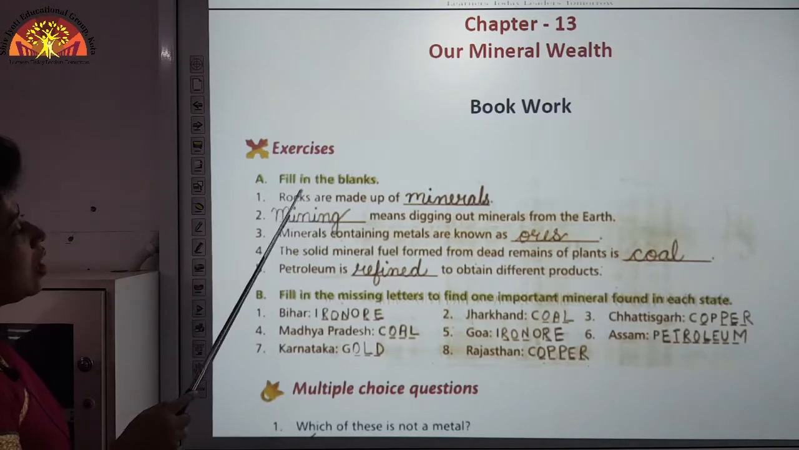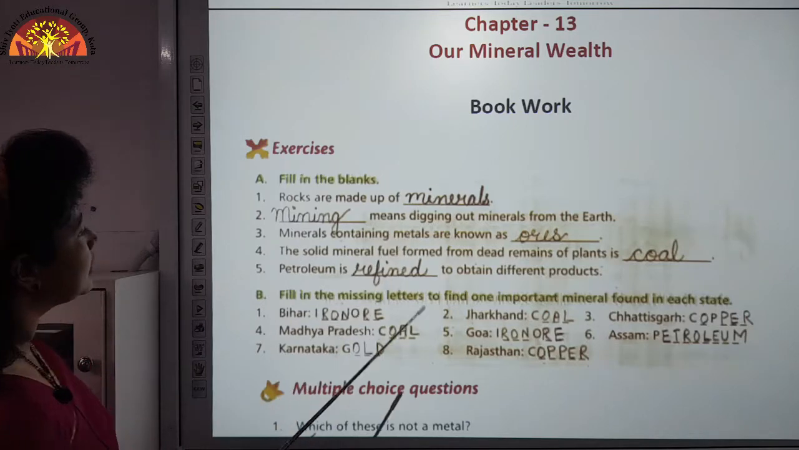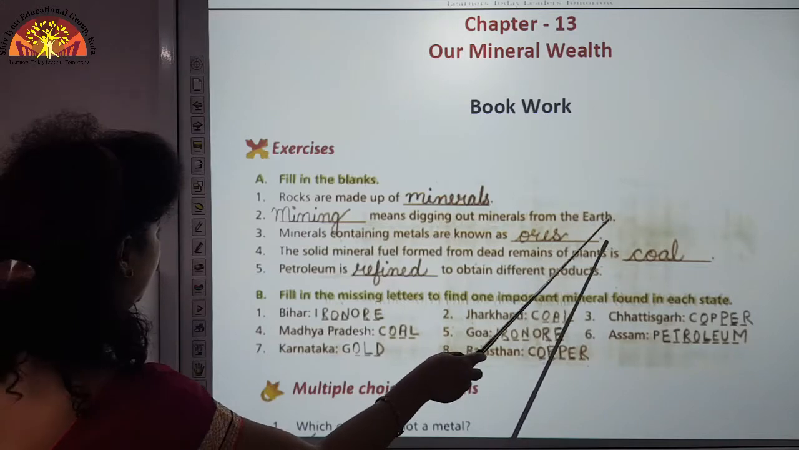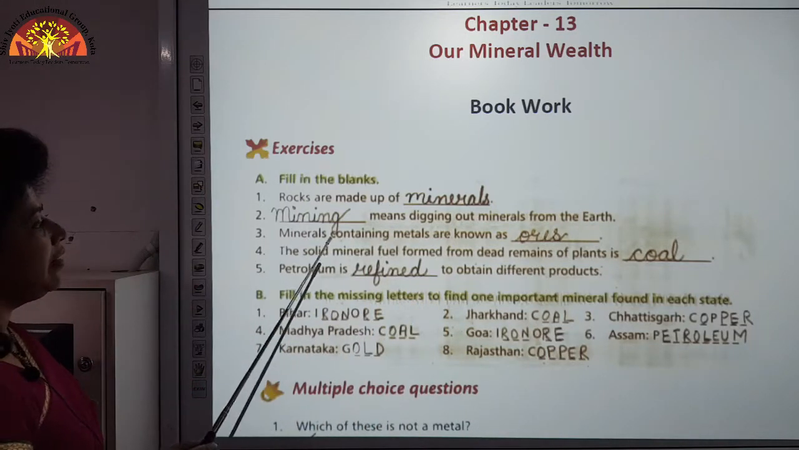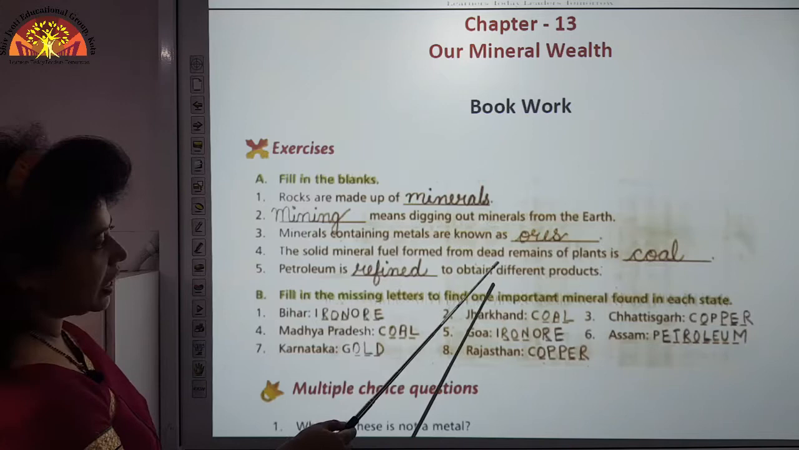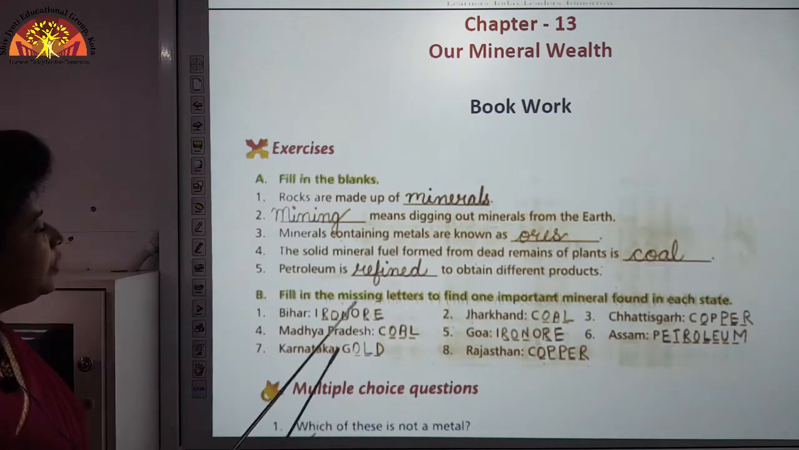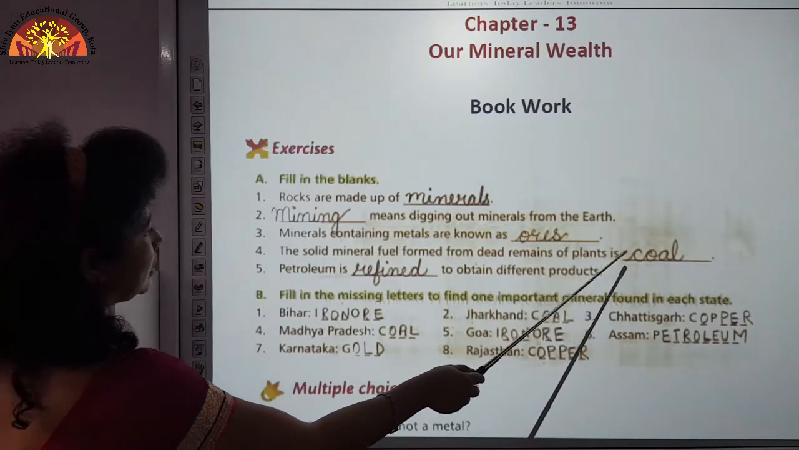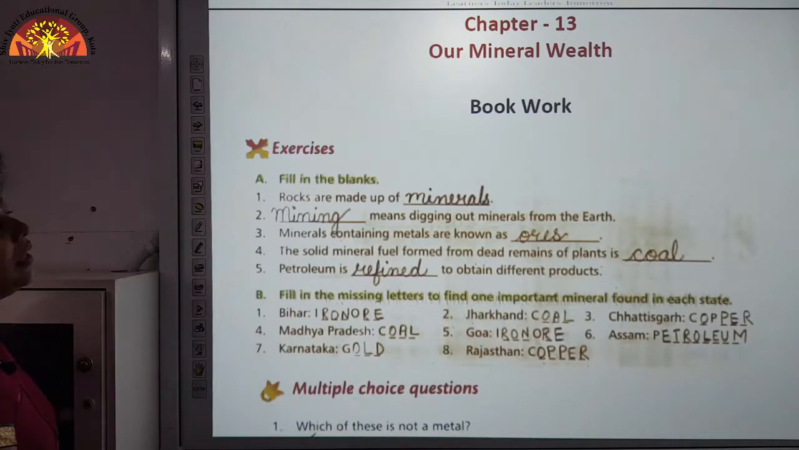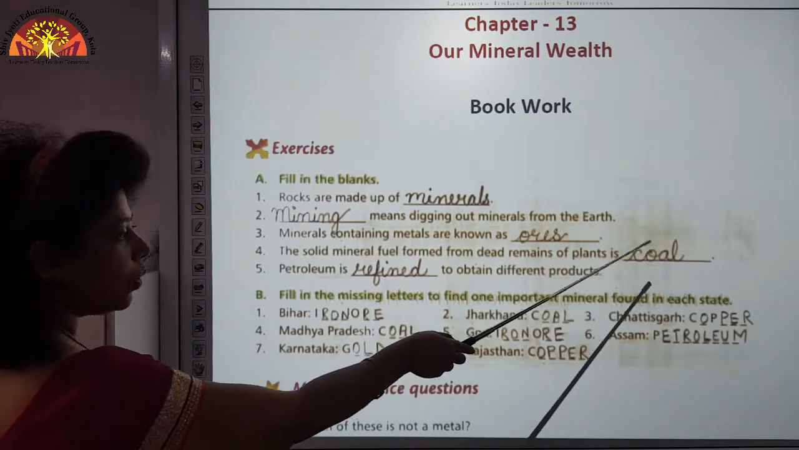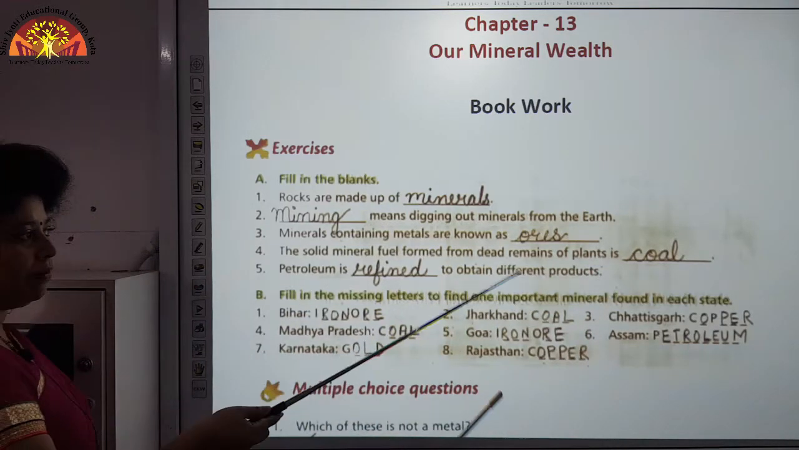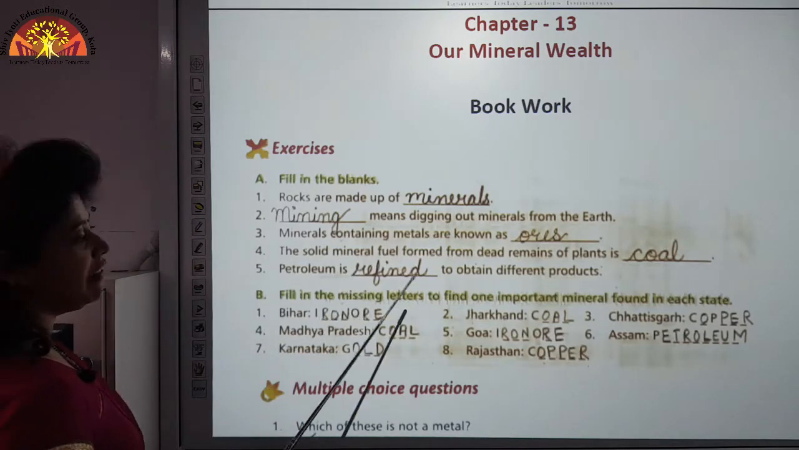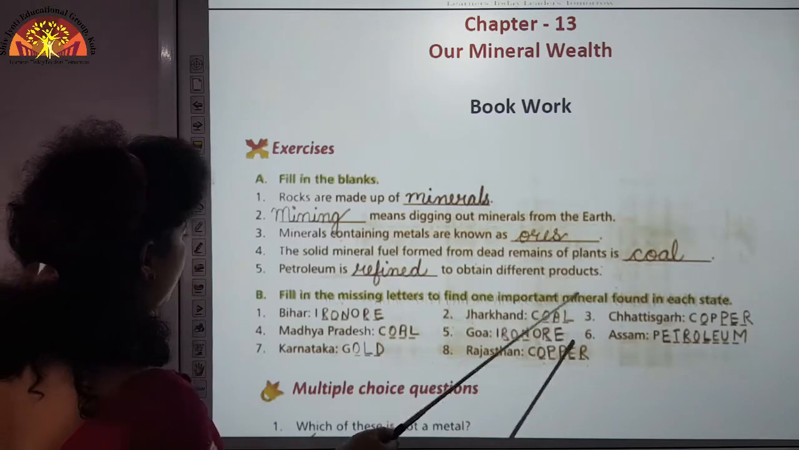Question 1, rocks are made up of minerals. Question 2, mining means digging out minerals from the earth. Question 3, minerals containing metals are known as ores. Question 4, the solid mineral fuel formed from dead remains of plants is called coal. So, the dead remains of plants is coal and the dead remains of animals is petroleum. Question 5, petroleum is refined to obtain different products.